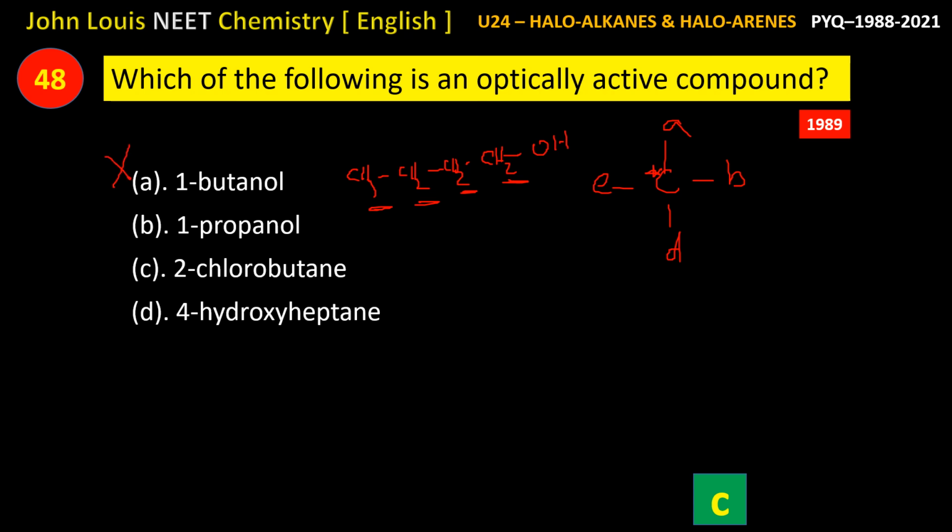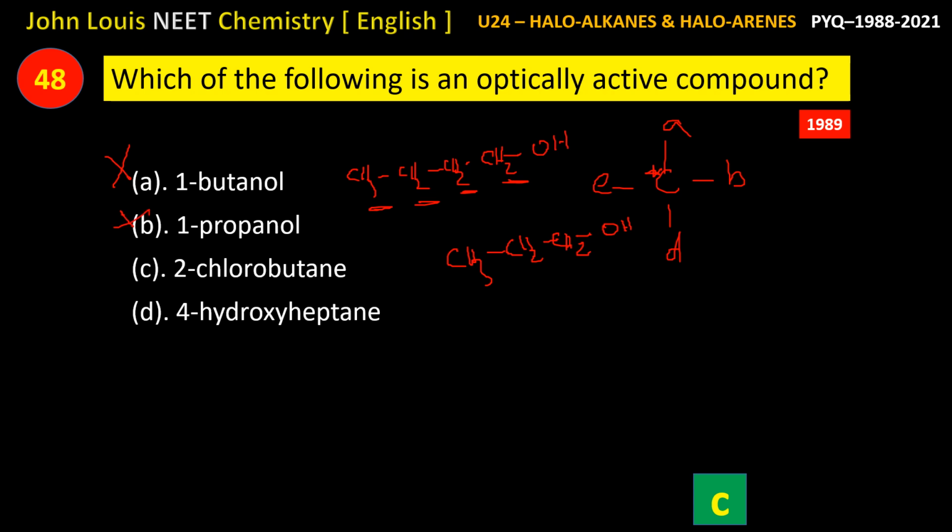Second one, 1-propanol. Prop means 3 carbons, then 1 OH. Since all are single bonds, you can put CH3, CH2, CH2. Here also all the carbons have more than one hydrogen. Therefore at least 2 groups are similar, so this also cannot be optically active because it does not have any chiral carbon. Therefore option B is ruled out.